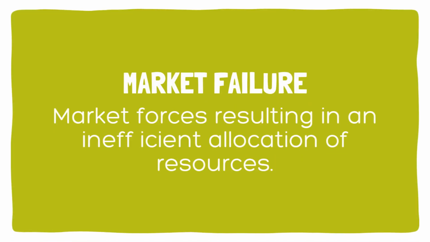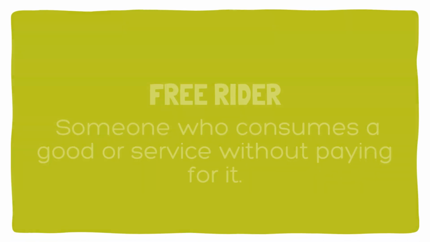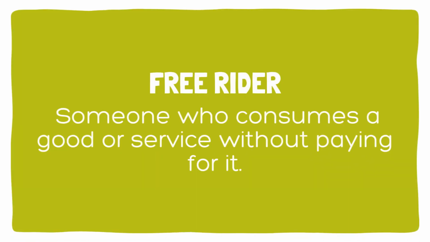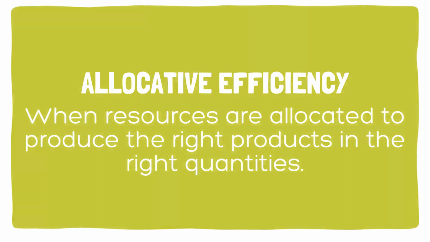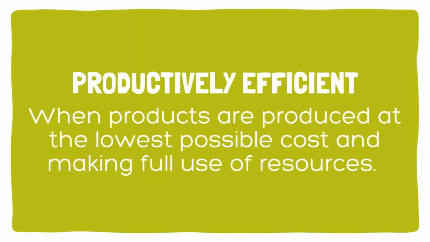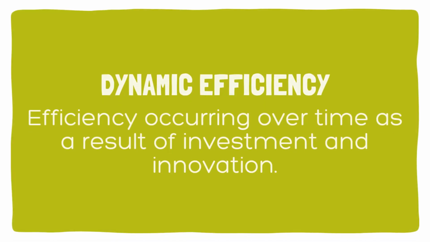Market failure occurs when market forces result in an inefficient allocation of resources. Free rider is someone who consumes a good or service without paying for it. Allocative efficiency occurs when resources are allocated to produce the right products in the right quantities. Productive efficiency occurs when products are produced at the lowest possible cost while making full use of resources.